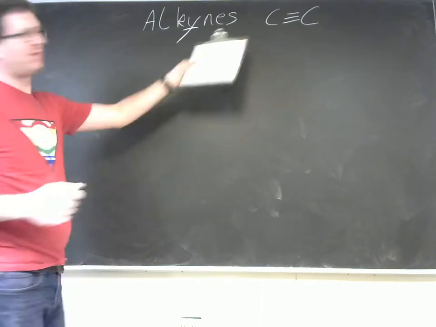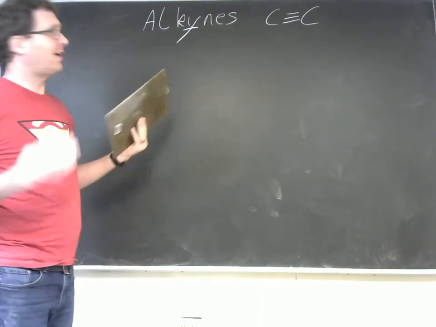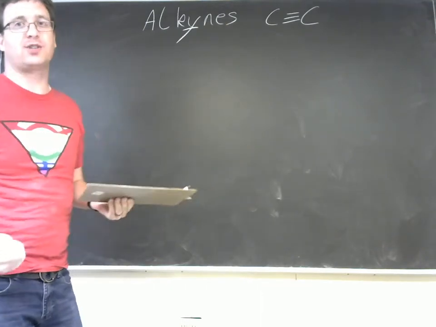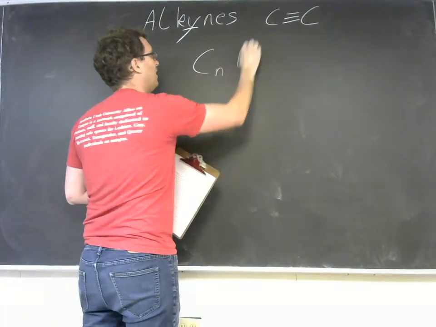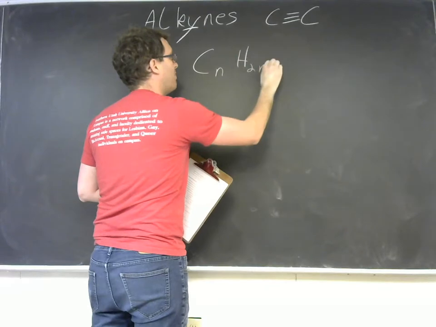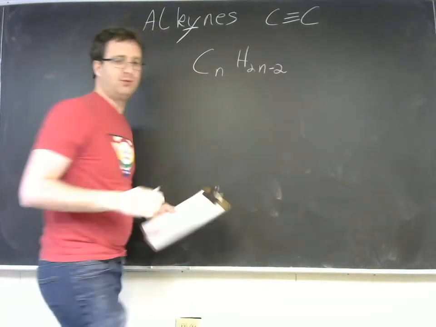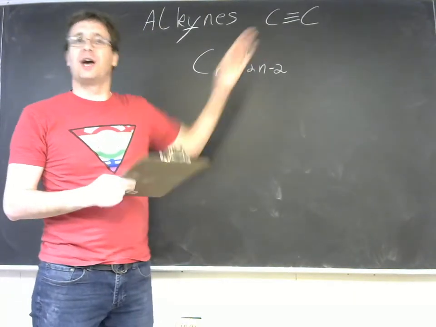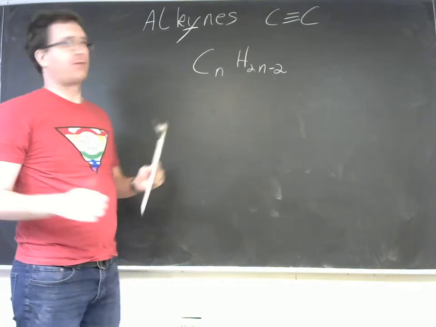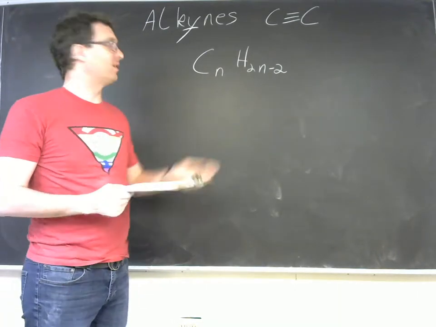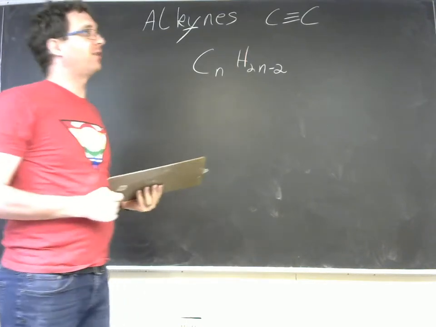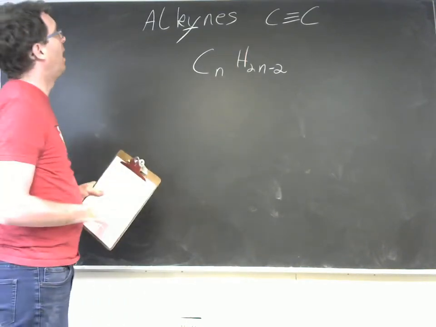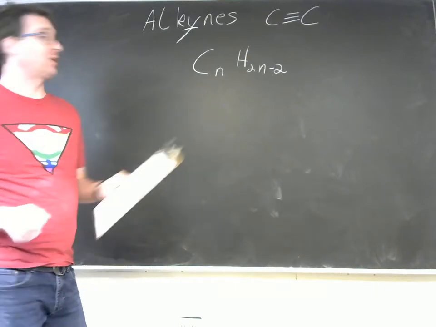So because of the triple bond, the alkynes are even further unsaturated. With only one triple bond, you would have CnH2n minus 2. You lose 4 hydrogens to that triple bond. And of course, if you had more than one triple bond, then the number of hydrogens would go even further. So this is a further unsaturated hydrocarbon than even the alkenes.